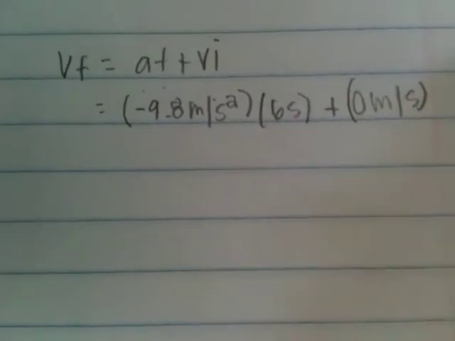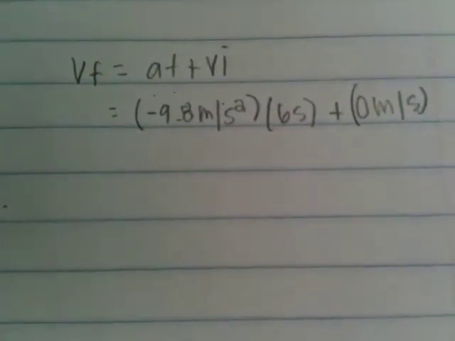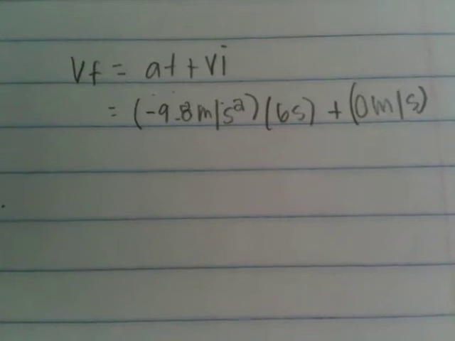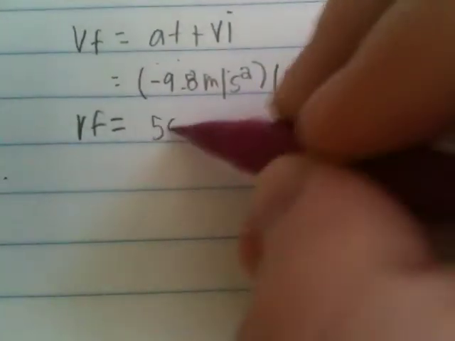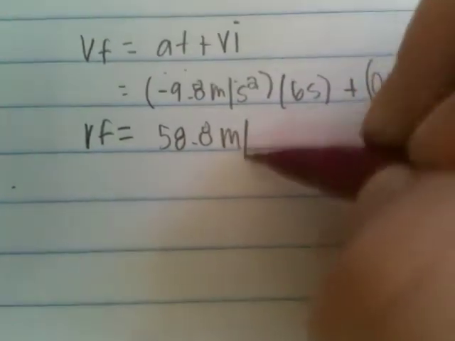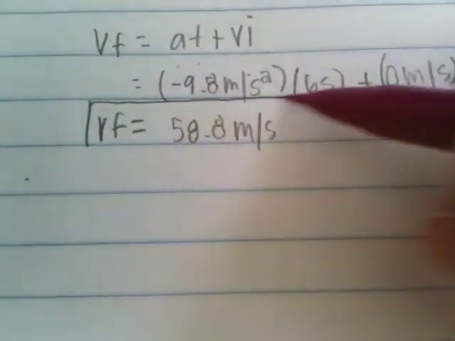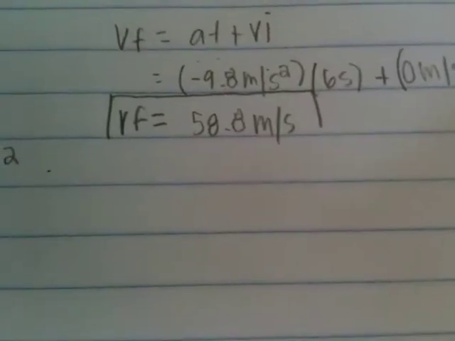And it's 0 because the person is standing and they're just holding the marble, so it's not initially moving, so that's why it's 0. And when you solve that out, our final velocity turns out to be 58.8 meters per second. So there's our final velocity.